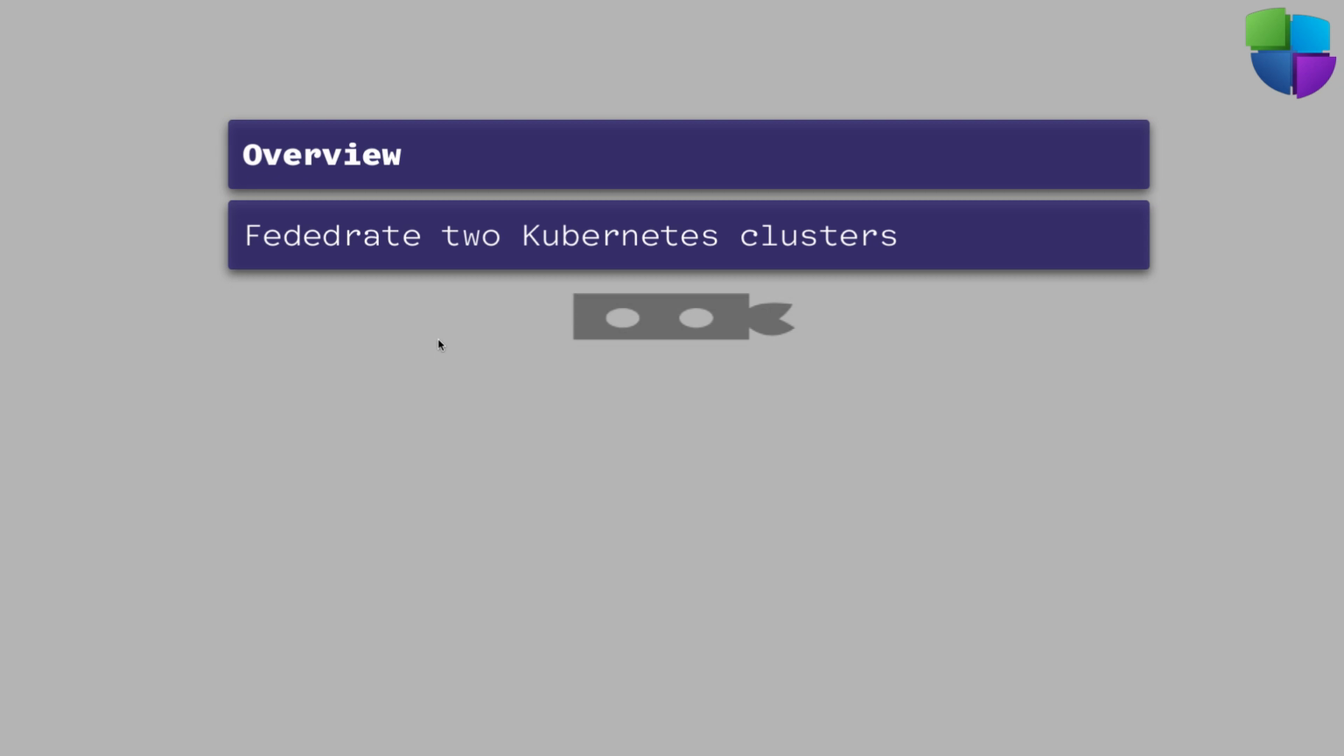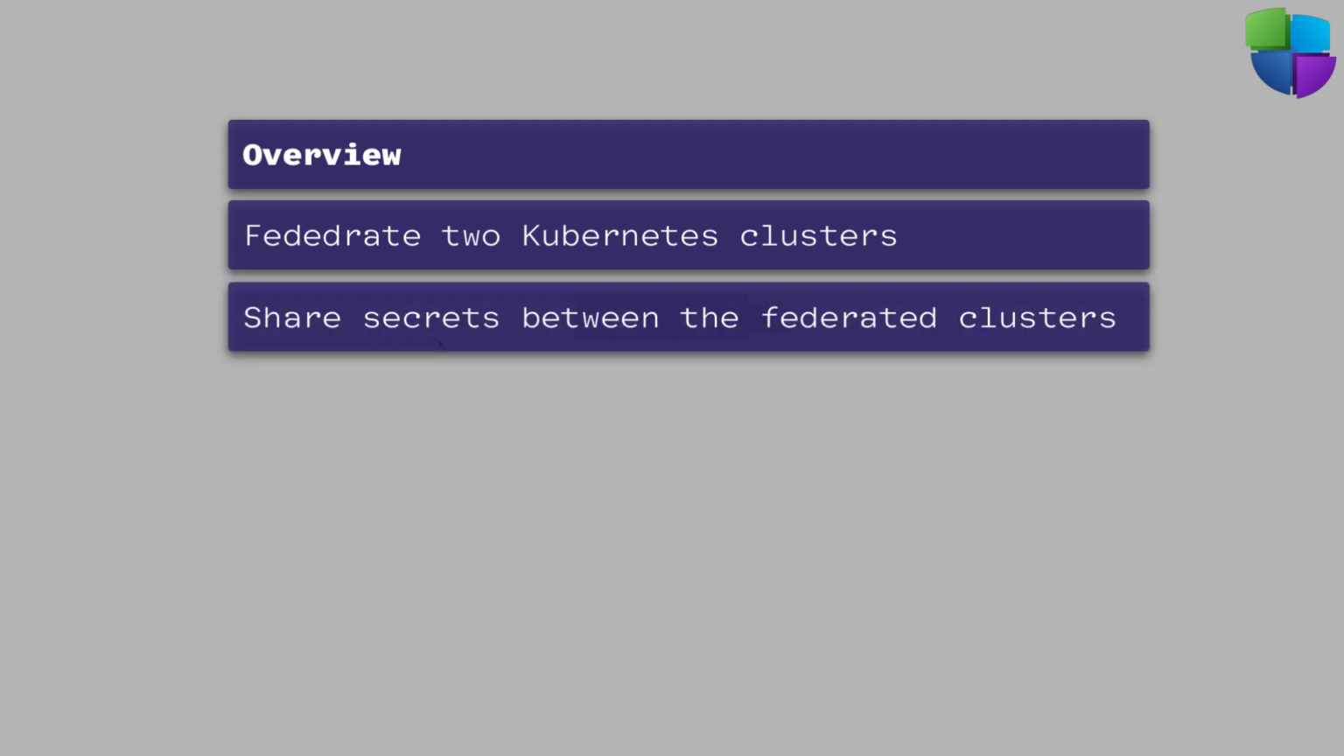Welcome to another VMware Secrets Manager use case demo. In this demo, we will federate two Kubernetes clusters and share secrets between these clusters. This way, you can securely share your secrets between workloads, independent of where they are.